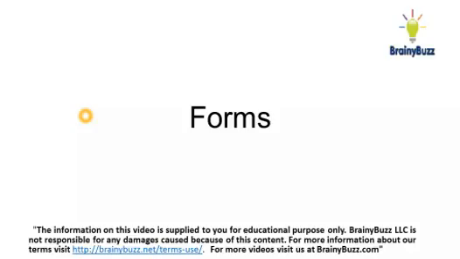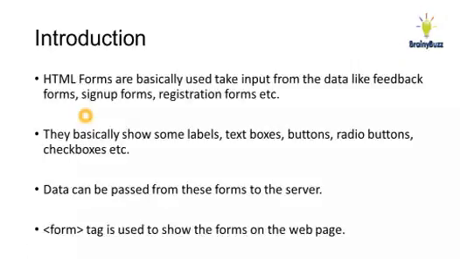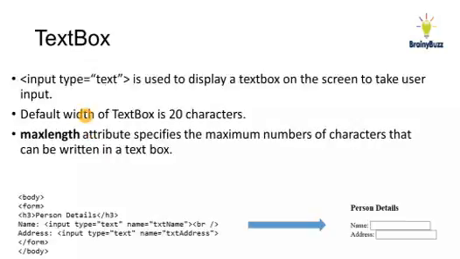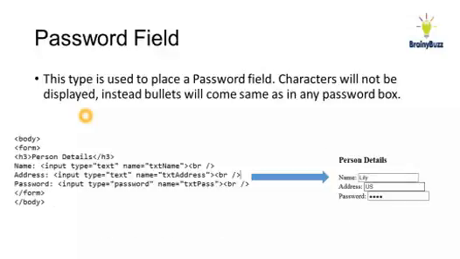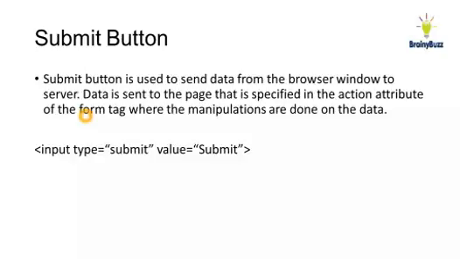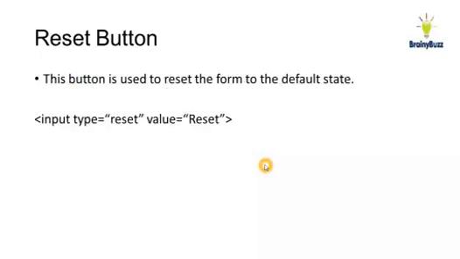Today we'll start the third portion of the forms tutorial of the HTML course. So far we have seen the different attributes of the form tag and the input elements like the text boxes, password field, the radio buttons and the check boxes and the submit button also. So today we'll see the reset button.